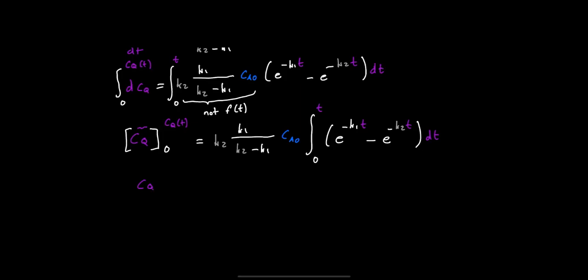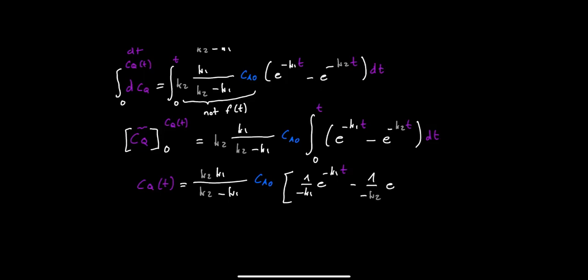So inserting the boundaries, Cq is equal to K2 times K1 divided by K2 minus K1 times Ca0 times 1 divided by negative K1 times e elevated negative K1 times t minus 1 divided by negative K2 times e elevated negative K2 times t, where the upper boundary is t and the lower boundary is 0 for the variable t.